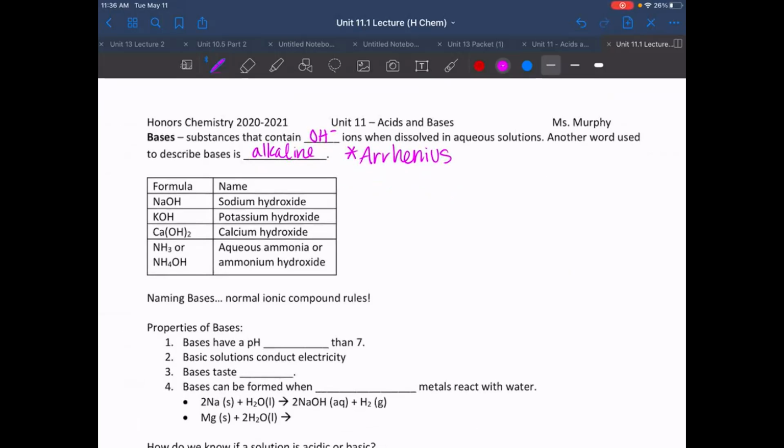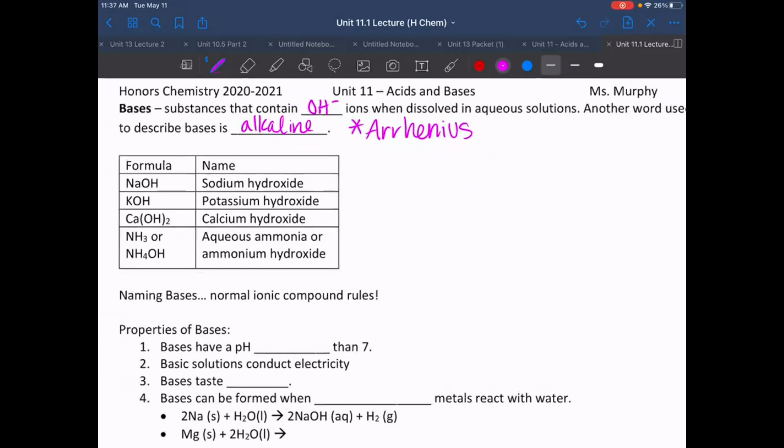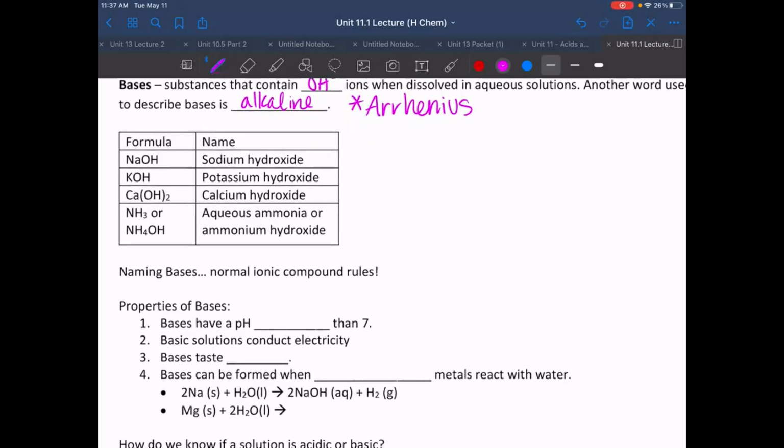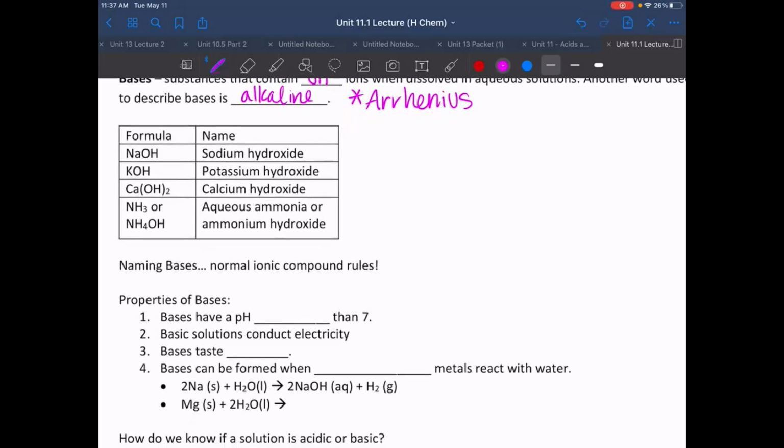What's really nice about naming these is ionic rules, except we already know the anion is hydroxide. That's our negative. So we just have to list the metal and then hydroxide. So sodium hydroxide, potassium hydroxide. They're not too bad. And then ammonium hydroxide is the special one that has 2 polyatomic ions there. So the namings aren't much different than what we are used to for ionic.